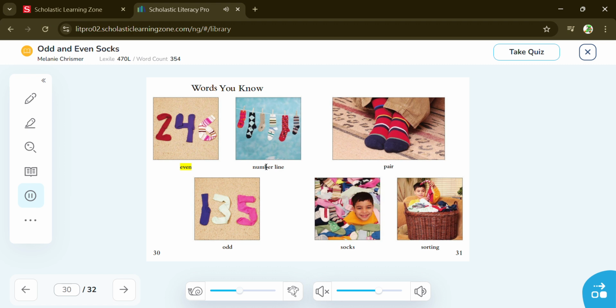Words you know. Even. Number line. Odd. Pair. Socks. Sorting.